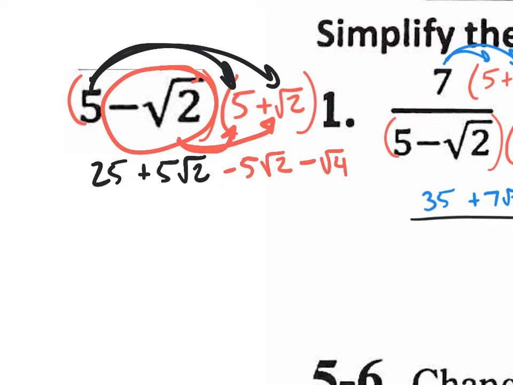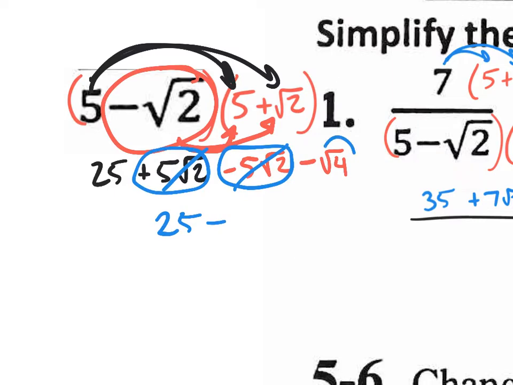Okay, so the middle terms, the positive 5 square root of 2 and the negative 5 square root of 2, those eliminate. Whenever you multiply a binomial by the conjugate, the middle values will eliminate, and you have a 25 take away the square root of 4. The square root of 4 is 2, so you have 25 take away 2, which is 23, and this is the denominator of your answer.